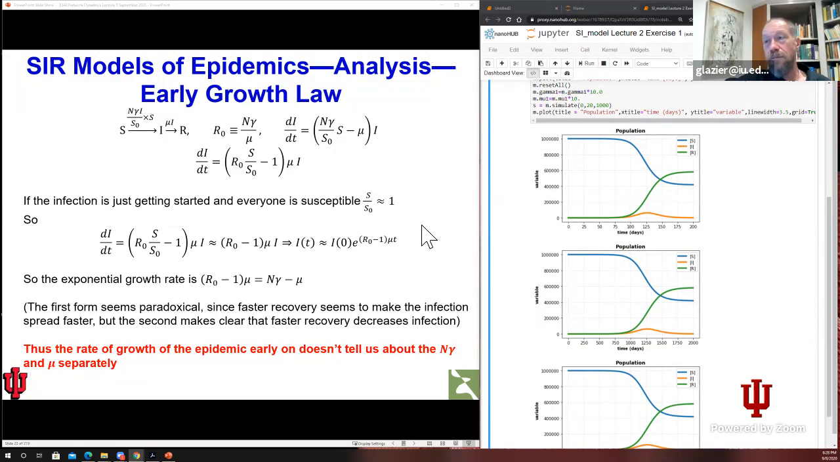The rate of growth of the early epidemic doesn't tell us about R naught independently, and that means it doesn't tell us how many people are finally going to be infected. So trying to predict from this period here in March how many people would be infected in December, you can't do it. Once you know mu, the recovery time, and R naught from other measurements, then maybe you can do it. But you cannot do it by just looking at the population data at the beginning.